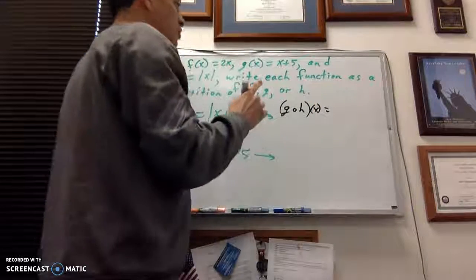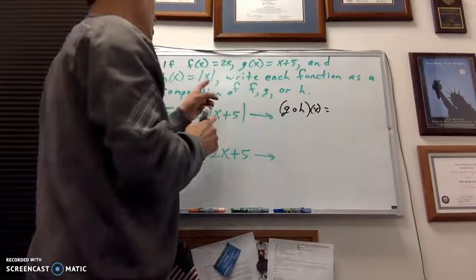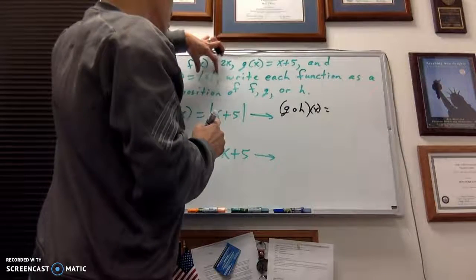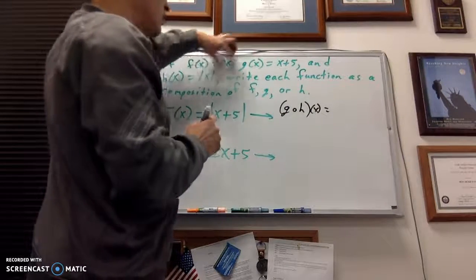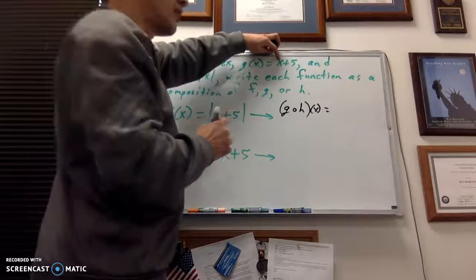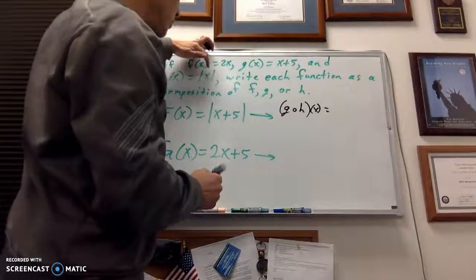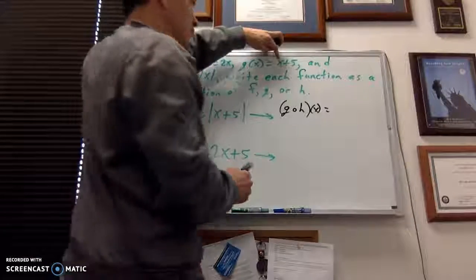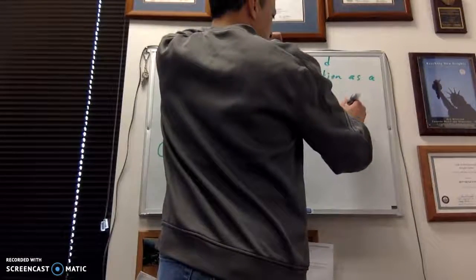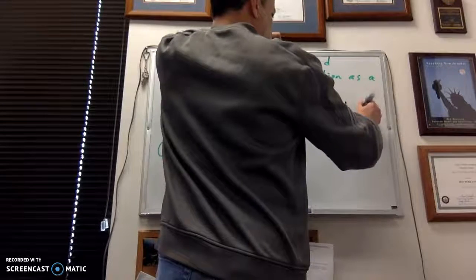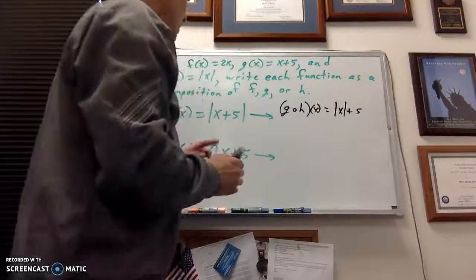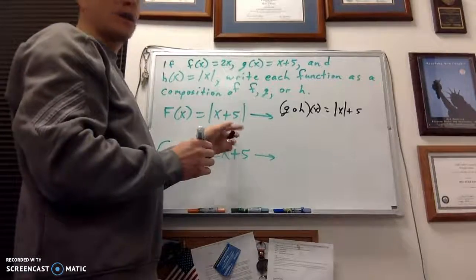Well, if that were the case, we'd be sticking the h inside of the g, right? So we would be taking this absolute value of x, plugging it in for that x right there, and it would look like this, right? So that's not what I've got here. So that's out.